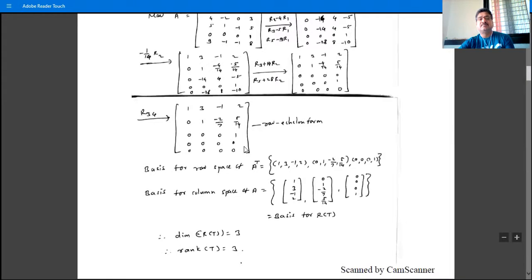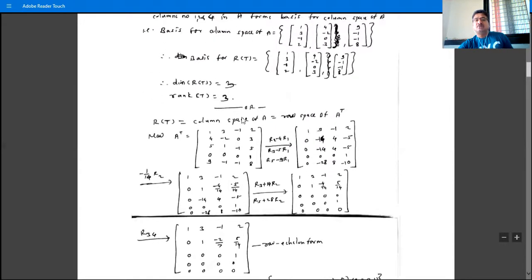Therefore, the basis for the row space of A transpose. What is the basis for the row space of any matrix? It is the set of non-zero rows in its echelon form. So write the first non-zero row as the first vector, the second non-zero row as the second vector, and the third non-zero row as the third vector, 0, 0, 1. So there are three non-zero rows. So form the three vectors of this basis from these three non-zero rows. And this is the basis for the row space of A transpose.